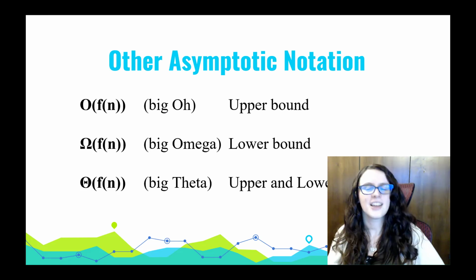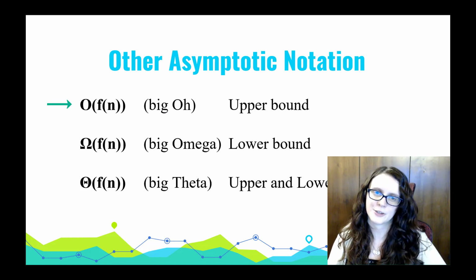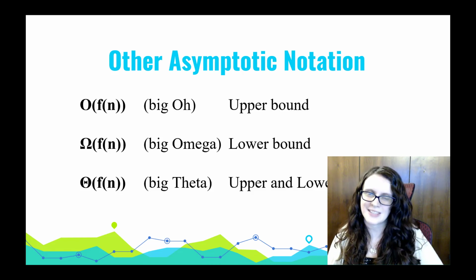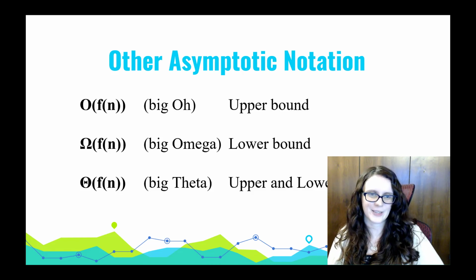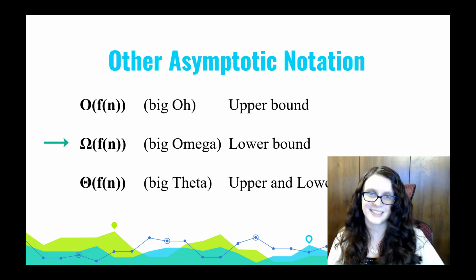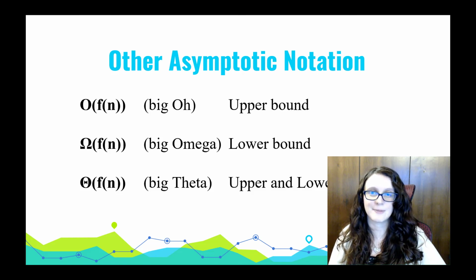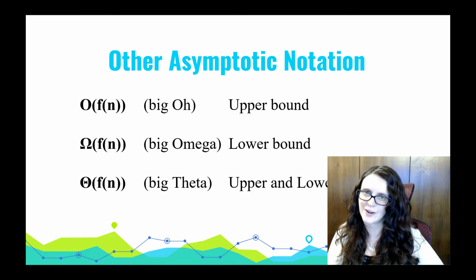On that topic, so far we've been talking about big O, which is an upper bound on the growth rate of a function. But there are two other concepts that fall under this umbrella of asymptotic notation. The next one is big omega, which is a lower bound. It's defined exactly the same way as big O, except that c times g of n needs to be below f of n for all values greater than n naught.